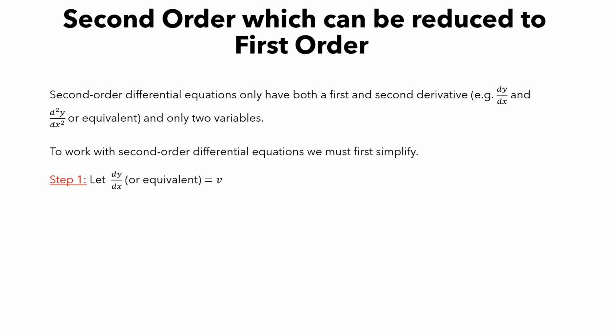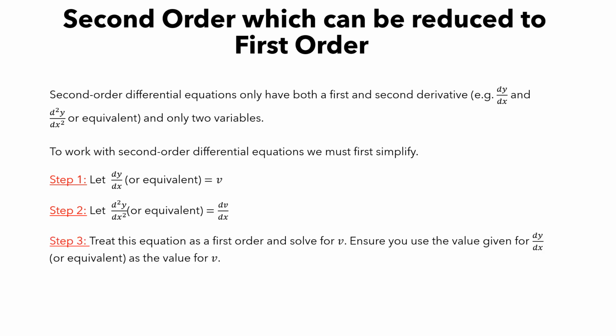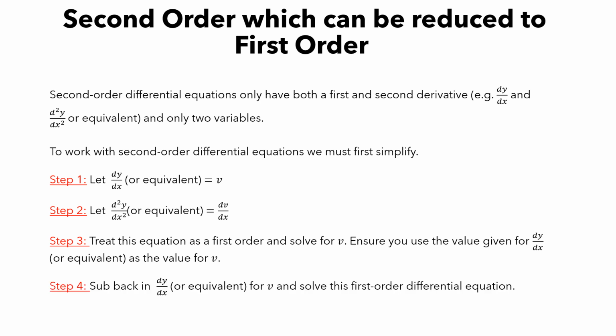In order to work with this, the first thing we're going to do is let dy/dx, or equivalent, because in a real world situation they could be any variables, equal v. This means when we differentiate v with respect to x, it is effectively equal to that second derivative. We're going to treat this equation as a first order, solve for v, and then go back and do a quick substitution for dy/dx in for v and do the first order again.